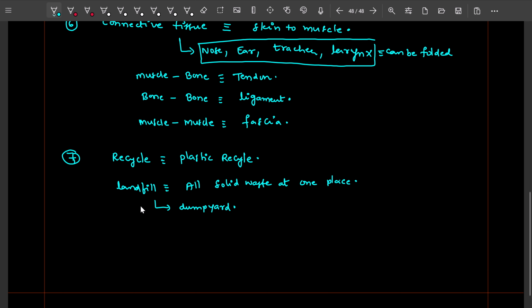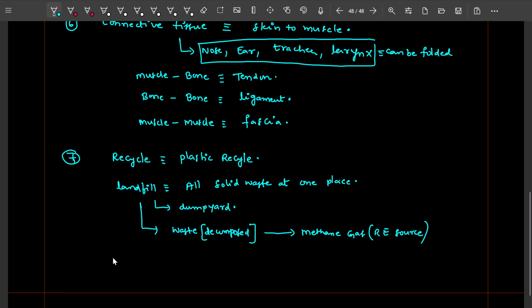What happens in a landfill is that the solid waste is decomposed by bacteria and fungus. Then methane gas is released. This methane gas is a renewable energy source.